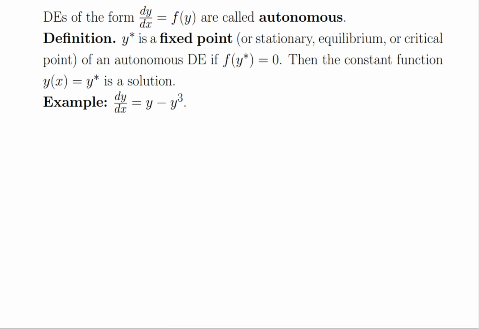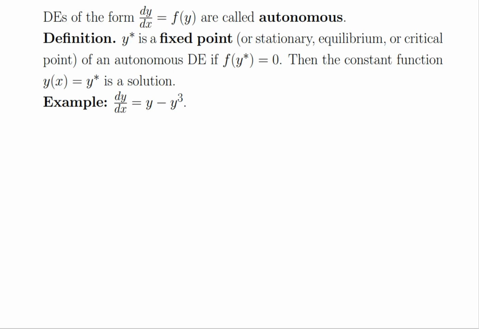Now the definition: a value of y, which I'm going to call y star, is called a fixed point if f of y star is 0. And the reason that's significant is that then that constant value of y star will be a solution of the differential equation. And just before I go on, there are other names for fixed points. They're also called stationary points of the differential equation, or equilibrium points, or critical points. And unfortunately, you do hear all of those different names fairly frequently as well.